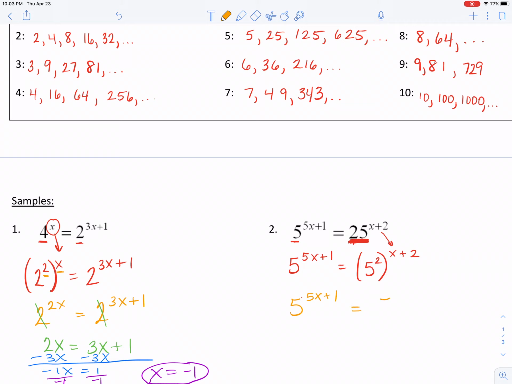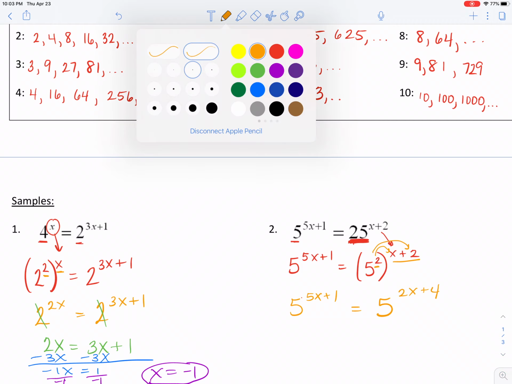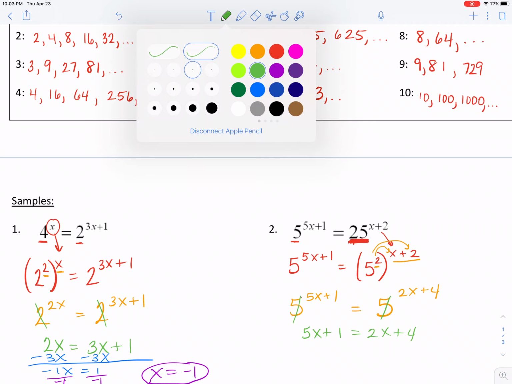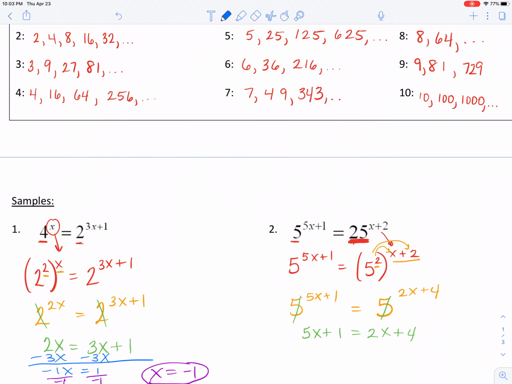The second one, we're going to use power to power, so I'm going to multiply 2 by x plus 2. In this case, we're going to have to distribute and get 2x plus 4. And now I could drop the bases because they're the same and reach 5x plus 1 is equal to 2x plus 4. So we have a first degree equation, variables on both sides.